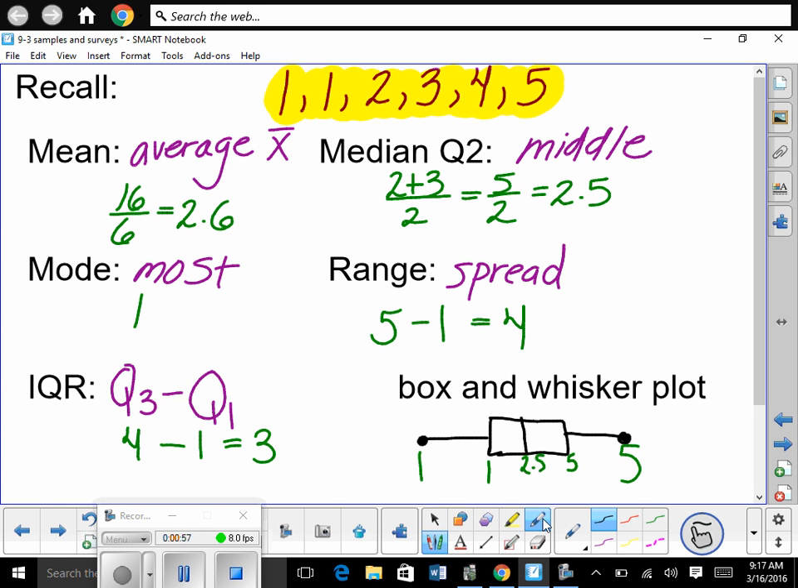Remember, there can be bimodal data sets, which means 2 modes. With anything more than 2 modes, the mode doesn't affect our statistics.